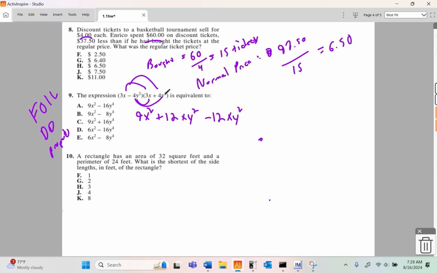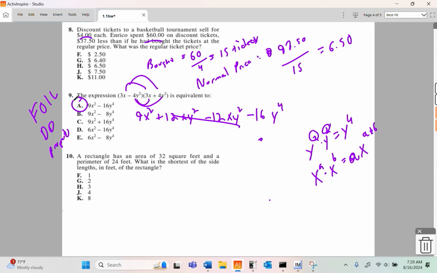And then outside, or last, negative 4 times positive 4 is negative 16. Y squared times y squared is y to the 4th. You may not remember this property, and it's on your formula quiz that you have Tuesday: x to the a times x to the b, we add the exponents. And 2 and 2 adds to be 4. Now the inside knocks each other out. 9x squared minus 16y to the 4th.